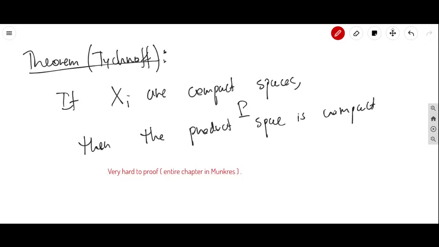Over the years, people realized that there are fancier proofs using something called ultrafilters, but we're not going to go there. Fortunately for us, we do not have to learn the proof of this theorem. We're not going to use this result anywhere in what we do. So because of that, we just want to mention it and then move on.